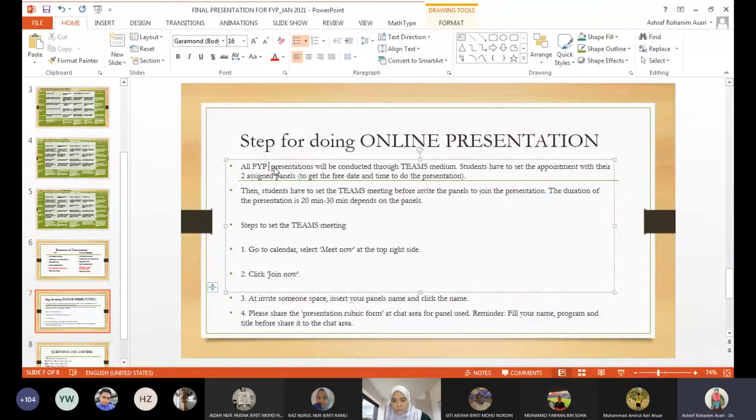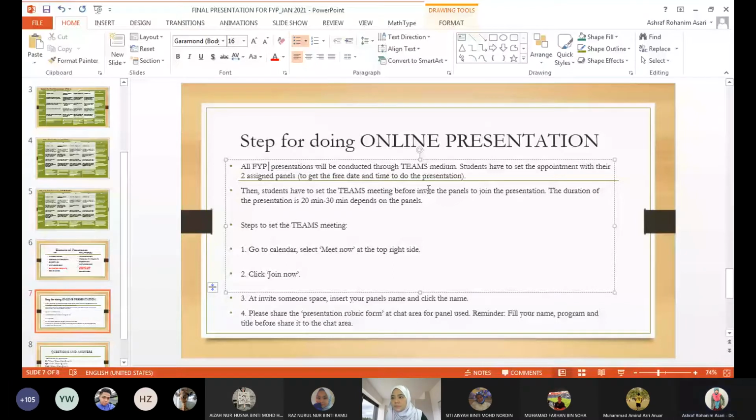There are phone numbers. If there is no phone number, just ask your section coordinators or ask your friends. Then you slowly WhatsApp them and ask when they are free. If possible, do it simultaneously so there is no need to repeat. After you get the free time and date, go to the Teams meeting.